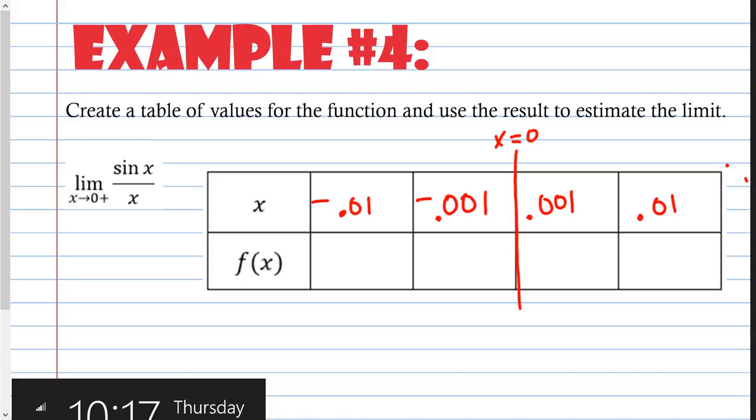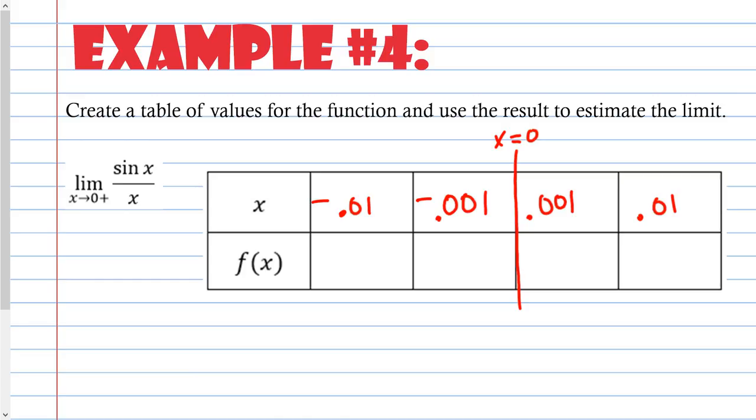And so now the idea would be that I would plug these into the actual function. This is probably an example where you'd be better off using a calculator to plug in. And then I also have to pay attention to the fact that, oh look, that plus? I'm only really interested in the right-handed limit. I only want a one-sided limit.